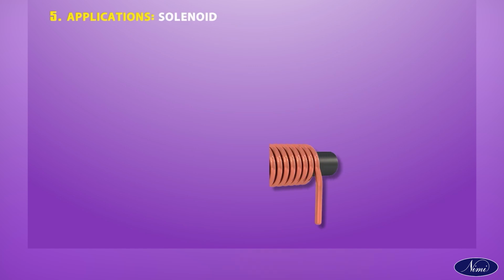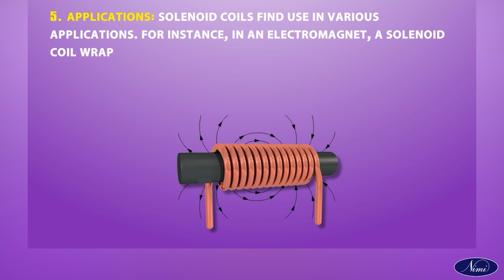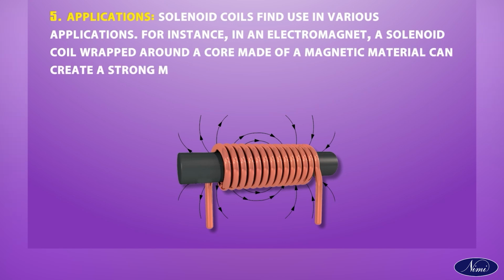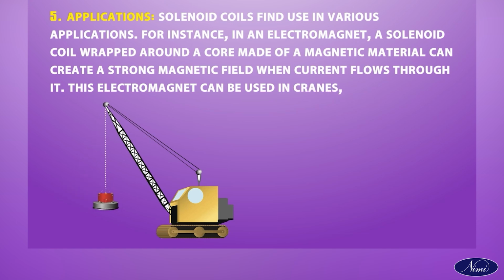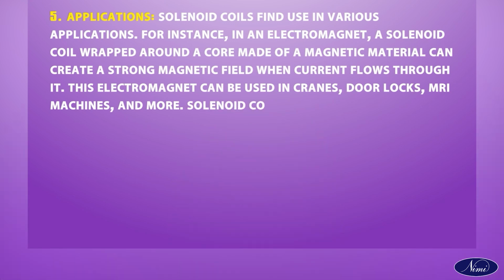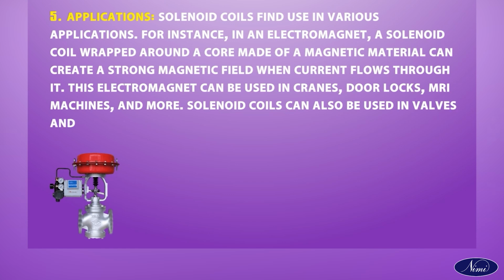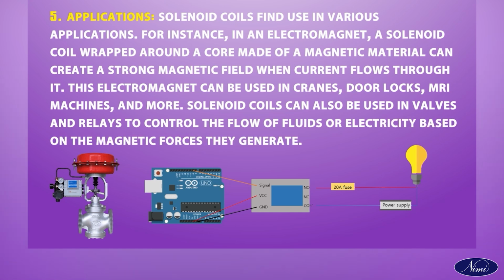Applications. Solenoid coils find use in various applications. For instance, in an electromagnet, a solenoid coil wrapped around a core made of a magnetic material can create a strong magnetic field when current flows through it. This electromagnet can be used in cranes, door locks, MRI machines, and more. Solenoid coils can also be used in valves and relays to control the flow of fluids or electricity based on the magnetic forces they generate.